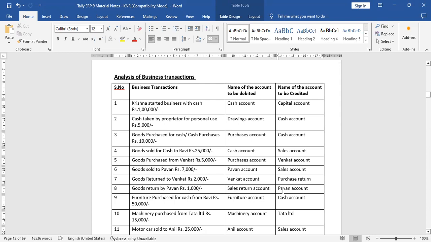Giver. Giver, which side do you enter? Credit side. So that is the sales returns. So sales returns, which side do you enter? Debit side. It comes in on the debit side.